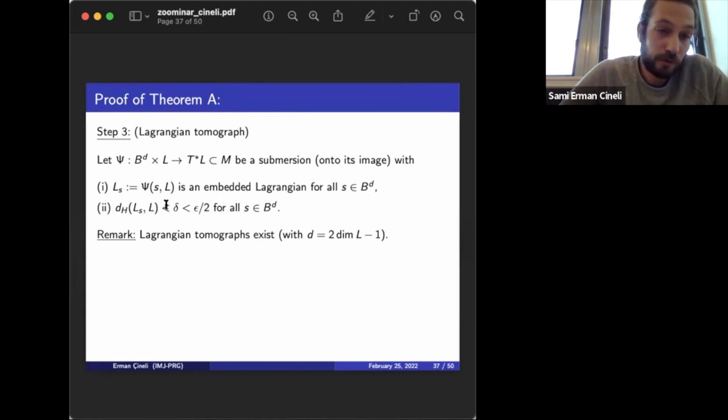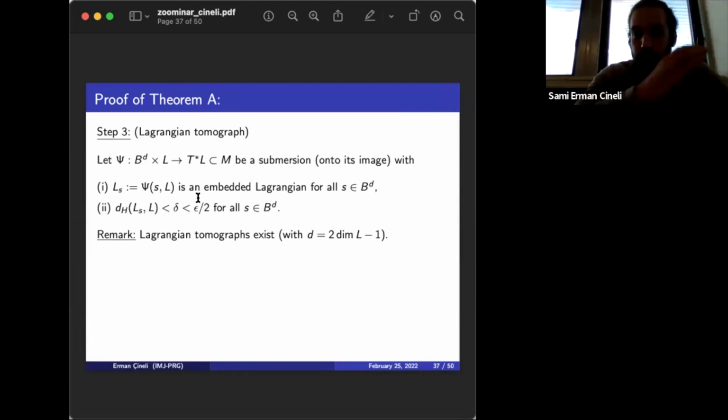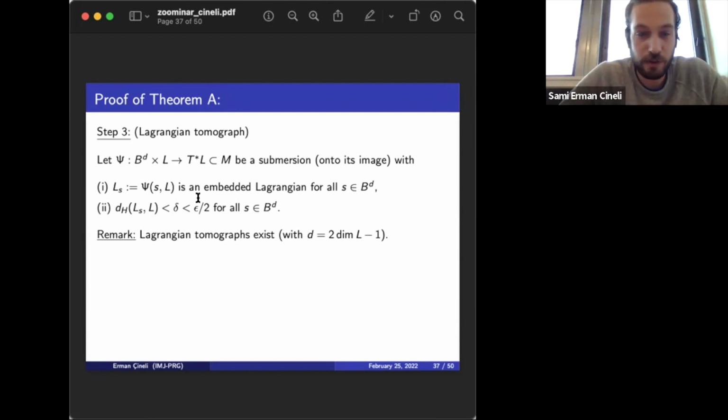We also want to control the Hofer distance between L sub s and L on the right-hand side for all s. So I put some numbers here, delta and epsilon over 2. These are related to previous choices of epsilons, but here we just want to control this distance, make it as small as we want. And one can find such a tomograph. They exist, and here one can find a tomograph with D equal to 2 times the dimension of L minus 1.